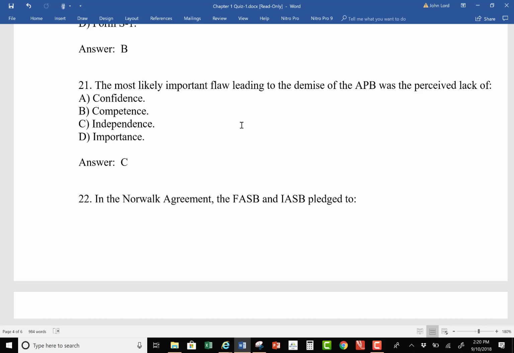So FASB still, even with these funding mechanisms and everything we do, still operates in a political environment, right? It can't always do exactly what it wants according to the conceptual framework.